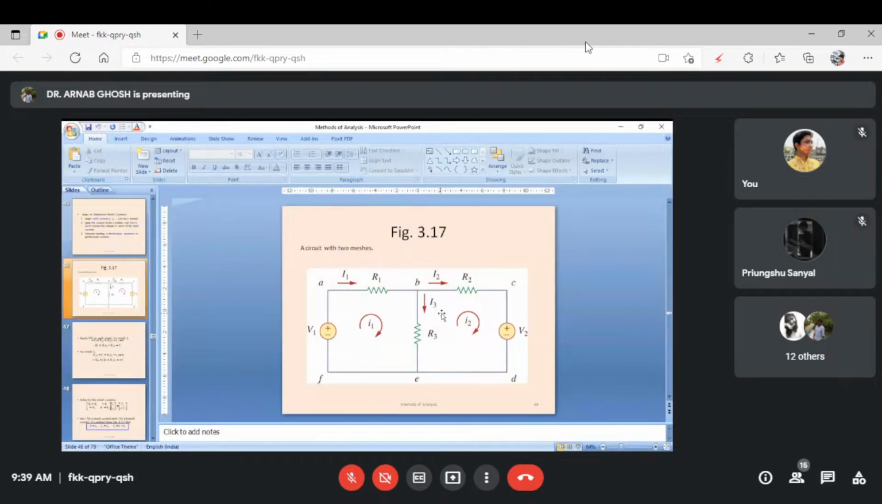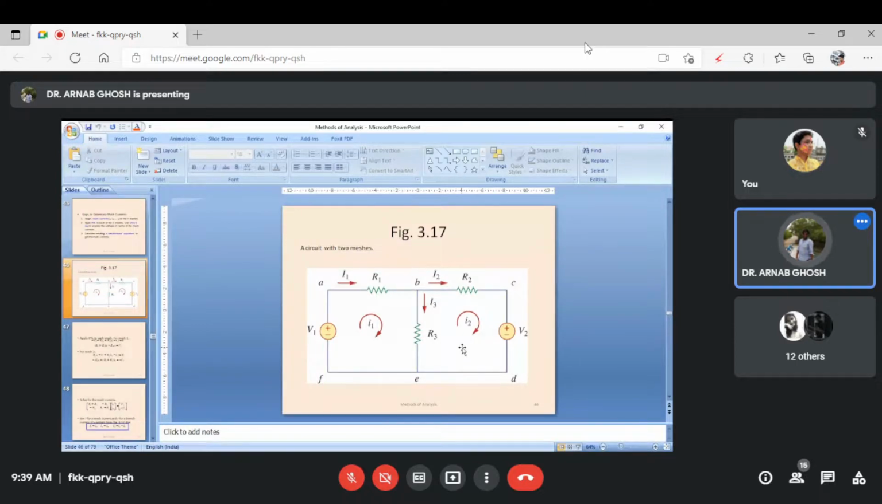Okay. So when I am talking about this loop, see this I1 current is flowing through R1. The current through R3 is small I1 minus small I2, because I1 will be flowing from B to E and I2 will be flowing from E to B.